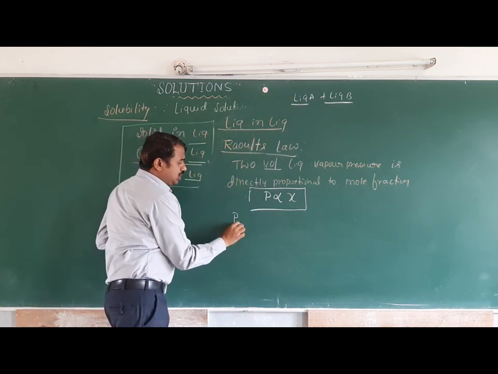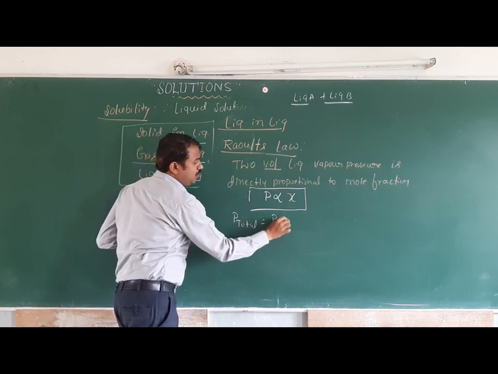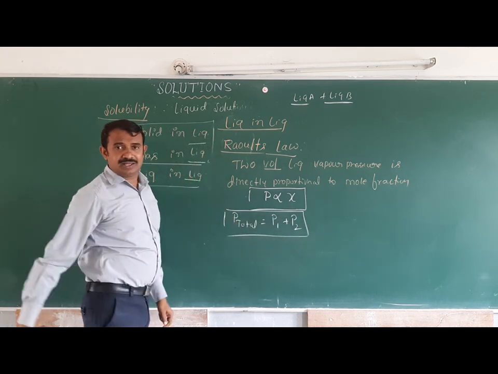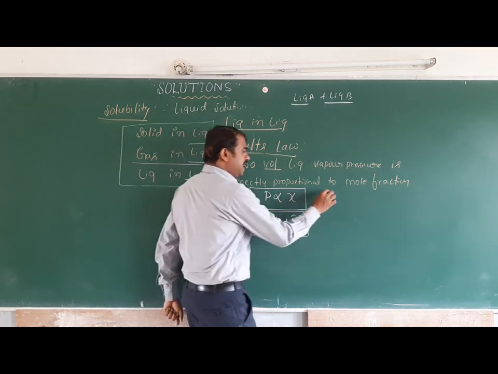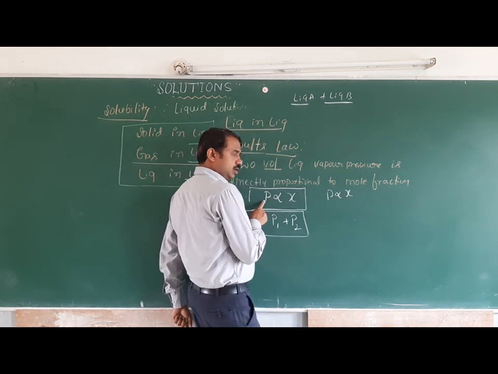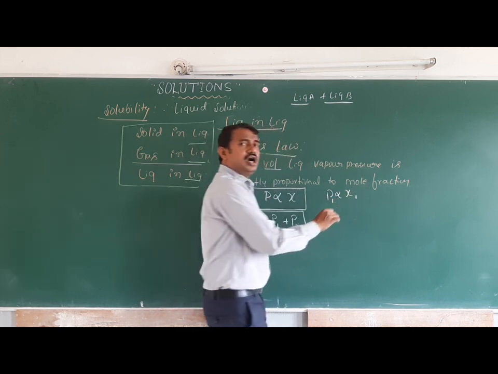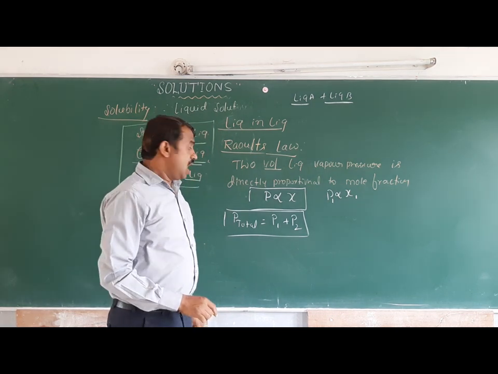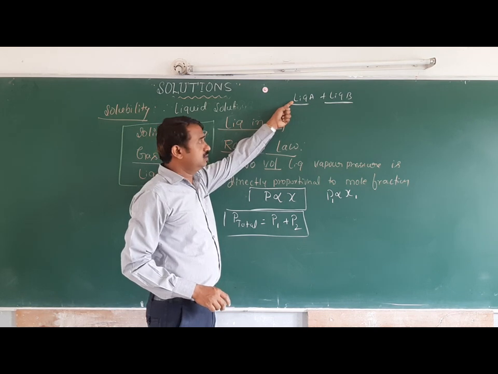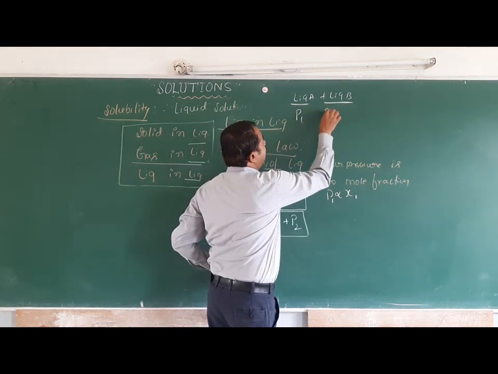here P total equals P1 and P2. What is P total? Here P is directly proportional to X. P1 is directly proportional to X1, where P1 is for liquid A, and P2 is for liquid B.